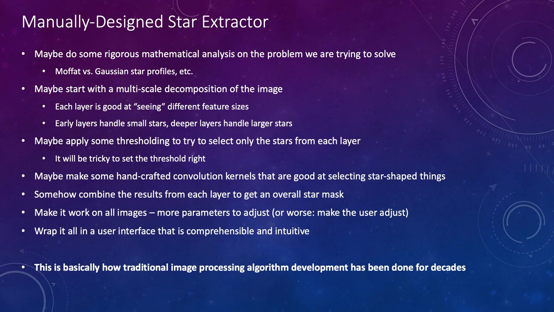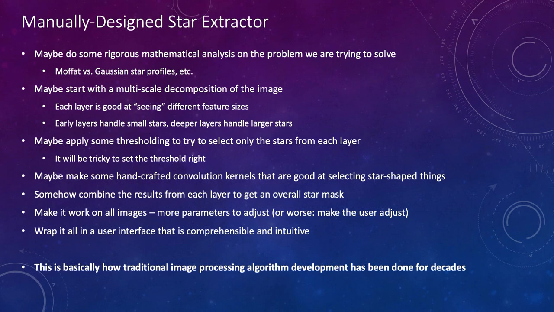And okay, now we've got to make it work on all images, not just the one we were testing the algorithm on. It's got to work on images from camera lenses to small refractors to big reflectors. So let's add some more parameters that we can fine tune and adjust so it works on all images. And on some of those parameters, we won't quite know how to adjust them, so we'll make the user adjust those. Put in a slider that has some cryptic description on how to use it. Hopefully, we wrap this in some user interface that is comprehensible and intuitive. But if you were to build a manual star detector, this is basically the process you would follow.